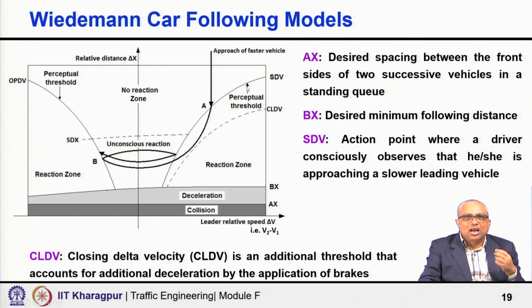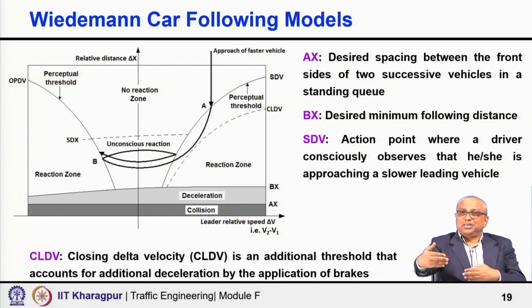SDV, this line, is the boundary from no reaction to reaction zone. It is the action point where a driver consciously observes that she is approaching a slower leading vehicle, and therefore, once it is crossed, you will try to reduce the speed, so that by that time you get the safe desirable distance, your speed and the speed of the vehicle in front are the same. That is what the DV is.